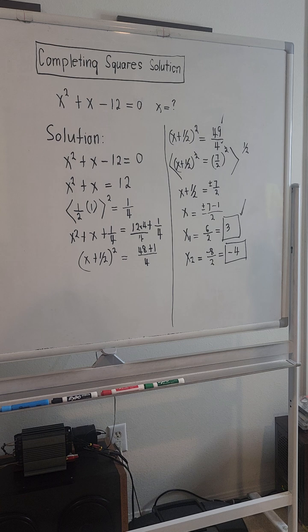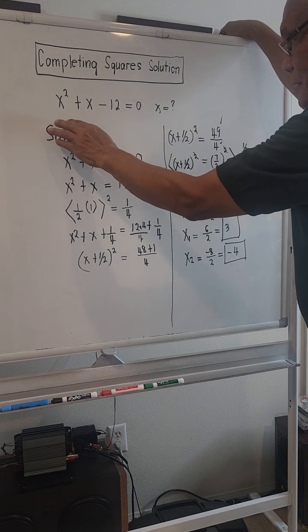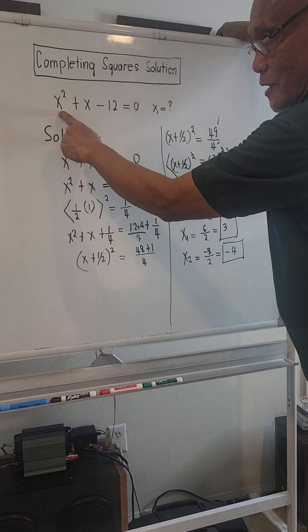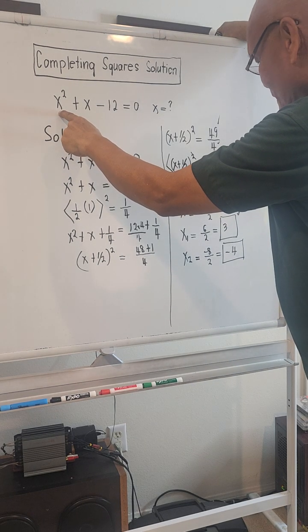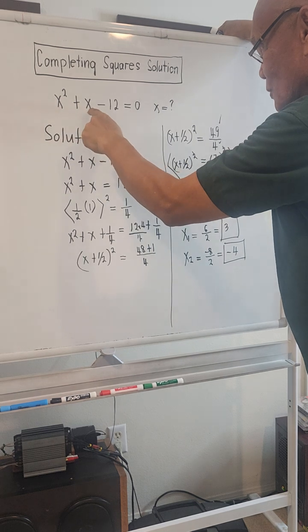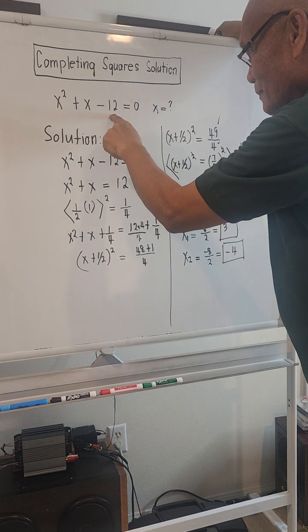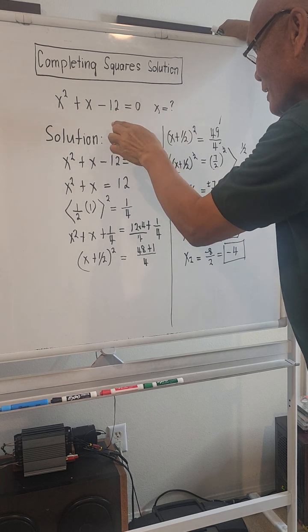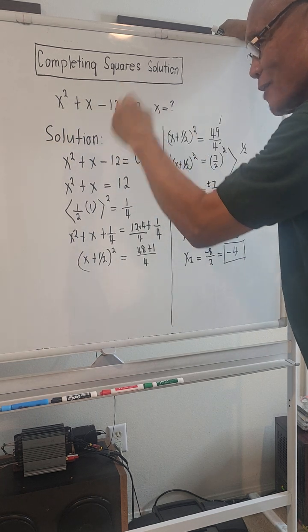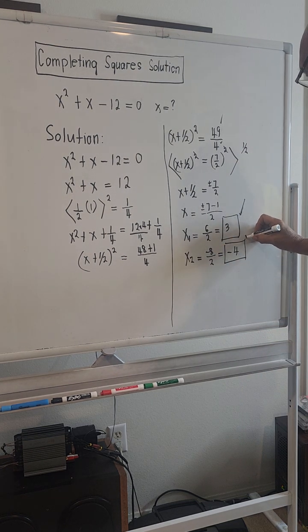Again, if we place the value of x2 to be equal to negative 4 here, negative 4 squared is actually plus 16, minus 4 will be 12, minus 12, and will it be equal to 0? So 12 minus 12 is actually 0. So 0 will be equal to 0. It's correct. So the second answer, x2 equal to negative 4, is also correct.